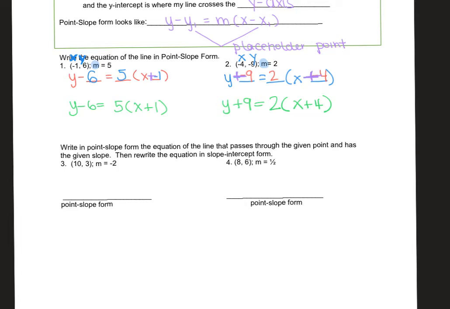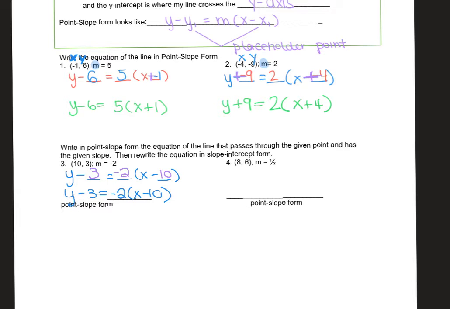So first things first, we're going to write point slope form, which is doing exactly what you just did. We're going to create our template. And we're going to plug in our y, our m, and our x. And we're going to rewrite it so that there's no lines or any double signs, which there wasn't in this one. So we're going to get y minus 3 equals negative 2(x minus 10).